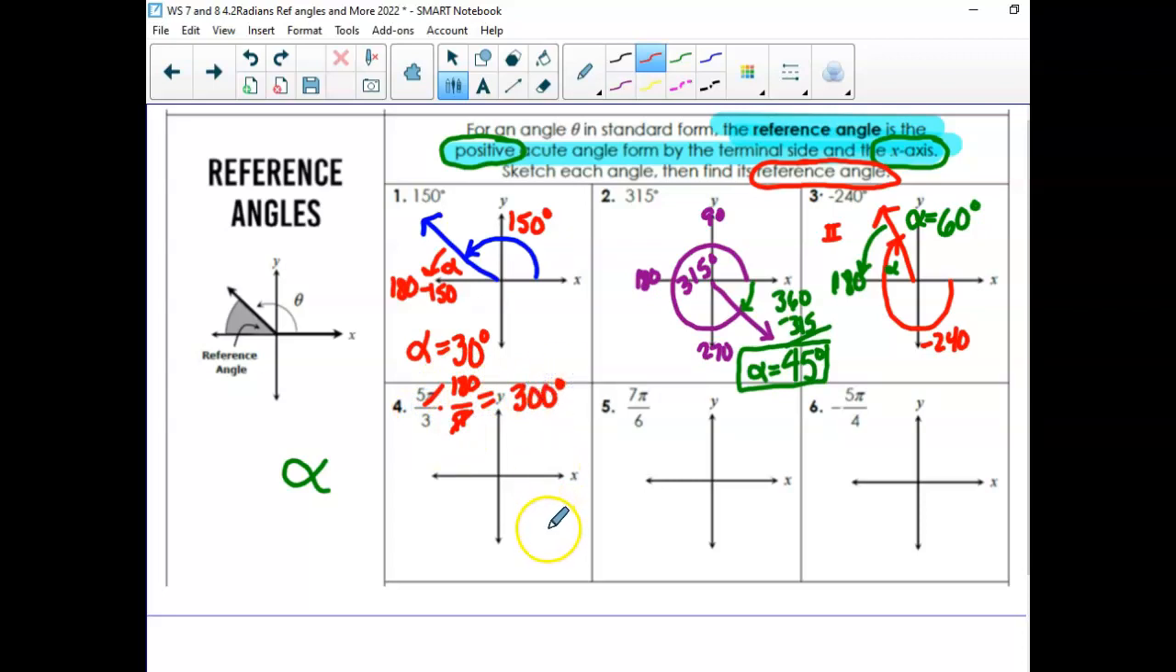Now, if I change it to 300, do you know which quadrant that's going to land in? 90, 180, 270. It's over here somewhere, right? 5 pi over 3 was 300 degrees.